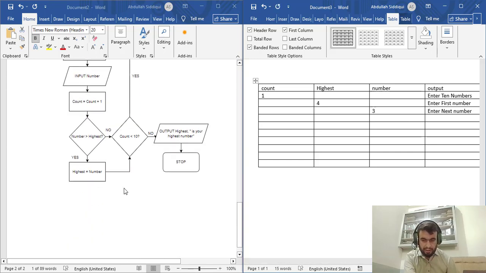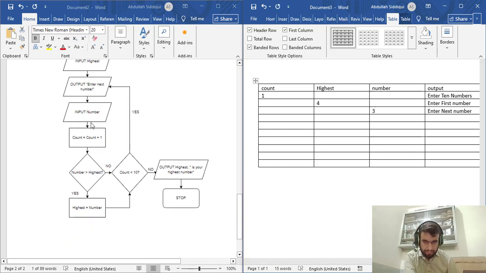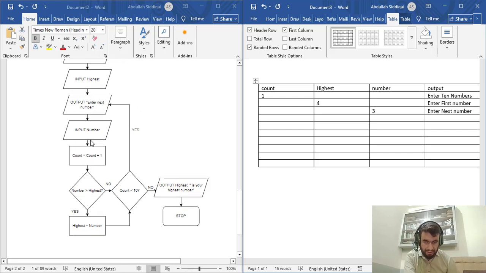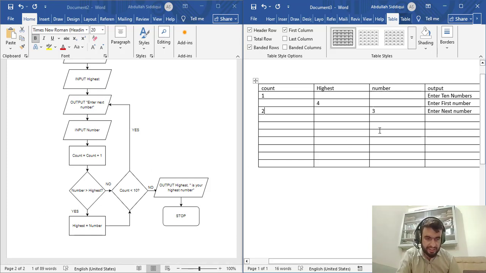Now, next, what do we have to do? We have to increment the count. The count is now 2. Now we have to check: is the number greater than highest? No. In case of no, we do not replace the value of highest. So we have incremented the count and the condition is false, which is no.